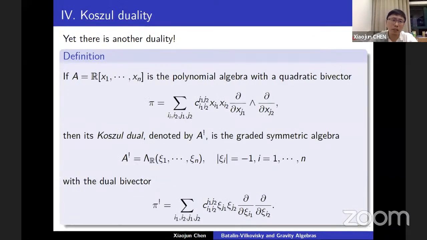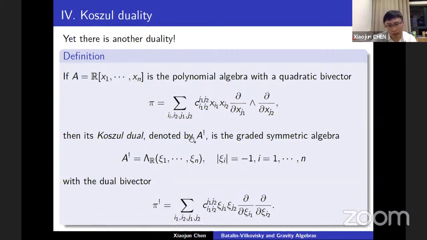The last part of my talk is another duality, which is called Koszul duality. I will start just from an example. Now suppose A is a polynomial algebra with a quadratic bivector like this. Then its Koszul dual, denoted by A^!, is exactly the graded symmetric algebra, as we studied in Koszul duality for algebras.